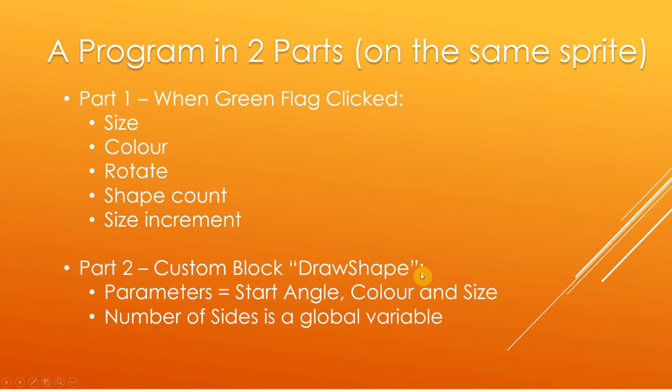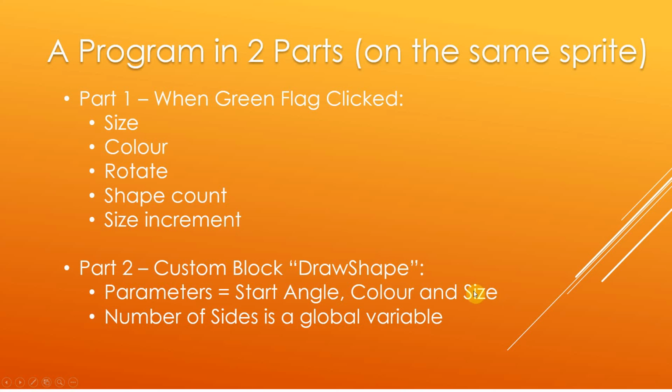Because remember, we need to be able to draw any shape: triangles, squares, pentagons, hexagons, you name it. And that is going to have a few parameters. Our purple draw shape block is going to have a start angle, a color, and a size.